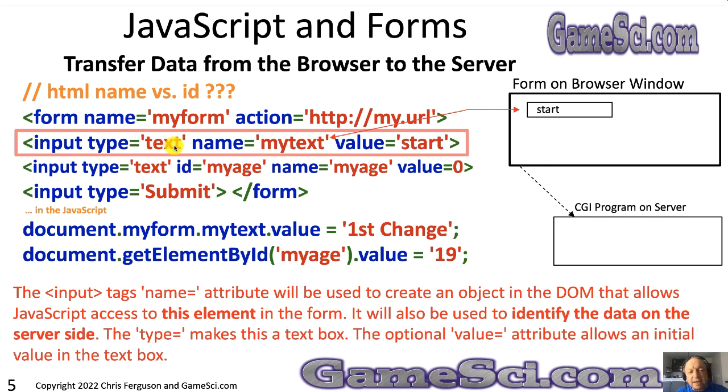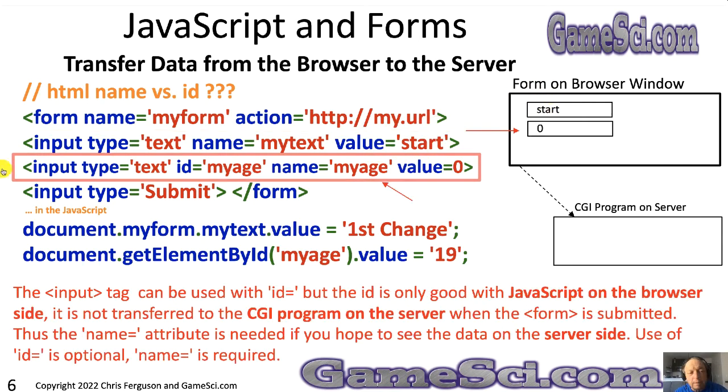Input type equals text, name equals my text, value equals start. The input tag's name equals attribute will be used to create an object in the DOM that allows JavaScript access to this element in the form. It will also be used to identify the data on the server side. The type equals makes this a text box. The optional value equals attribute allows an initial value in the text box.